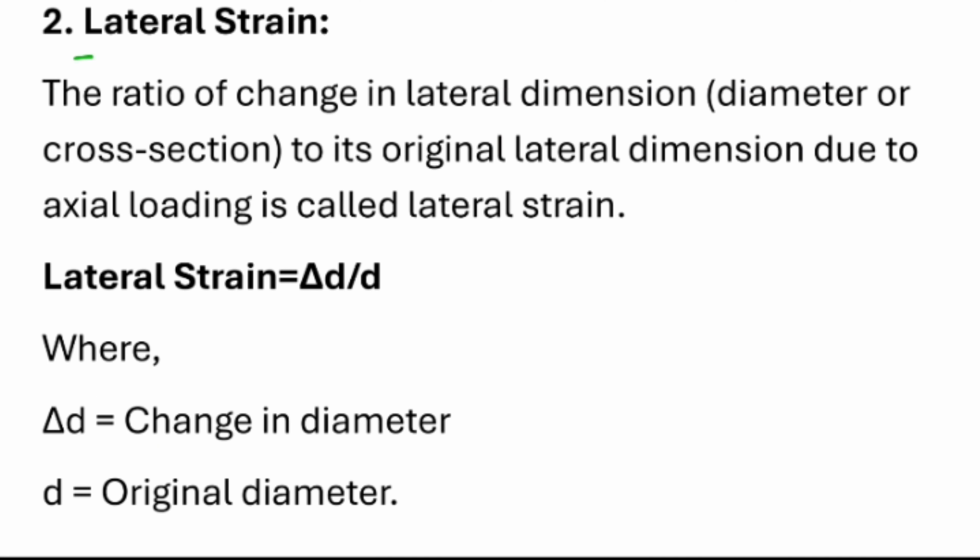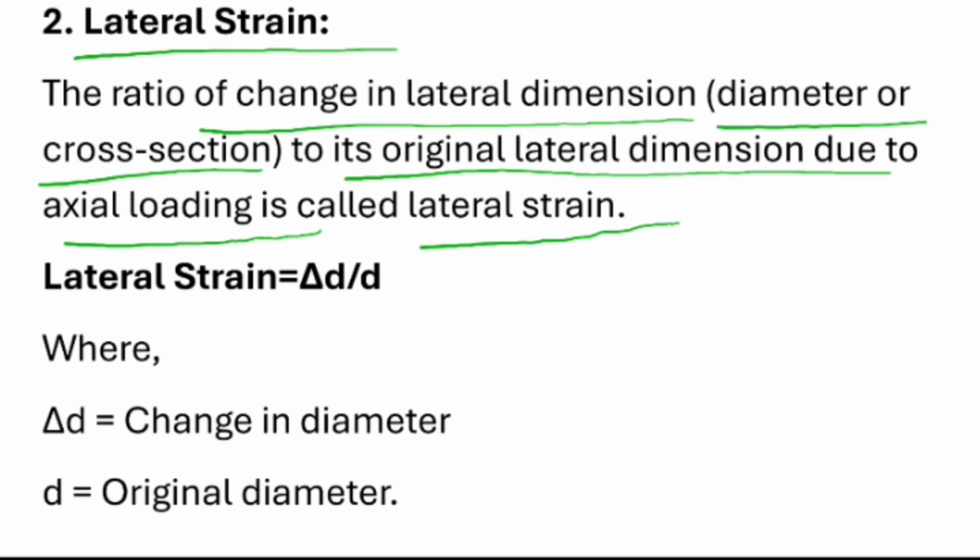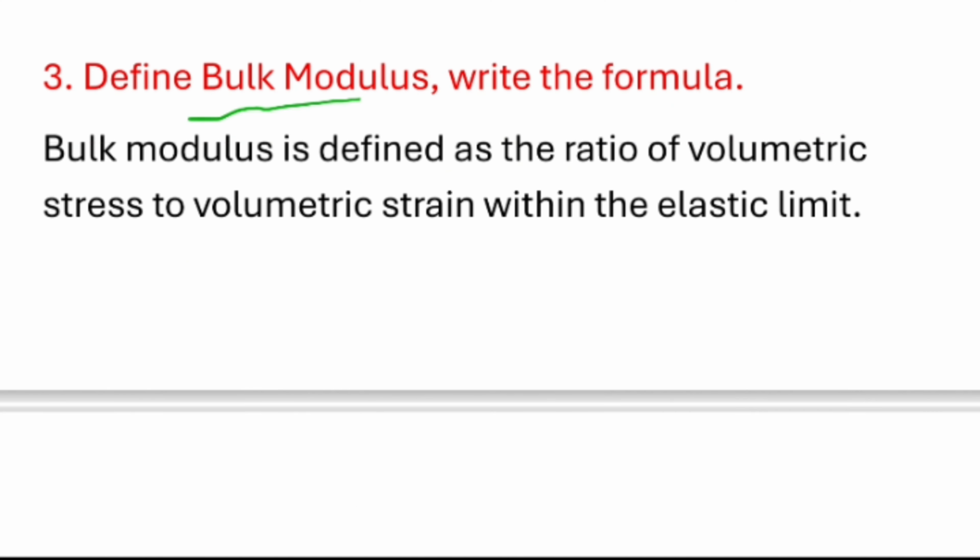The next is lateral strain. Lateral strain is nothing but the ratio of change in lateral dimension to its original lateral dimension due to axial load. Lateral dimension means we can consider diameter or cross section. So we are considering diameter here. The formula: lateral strain is equal to delta D divided by D, meaning change in diameter to original diameter.